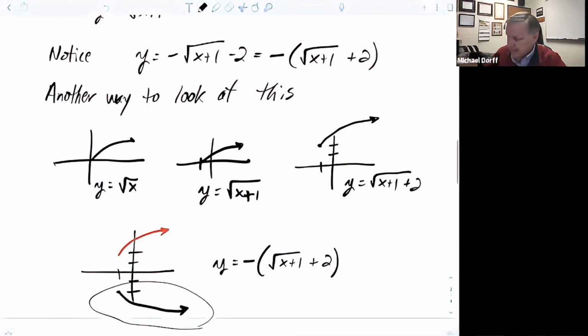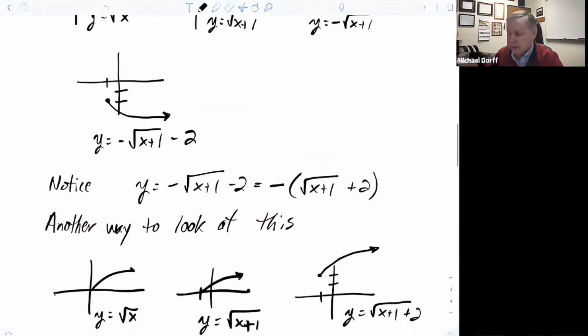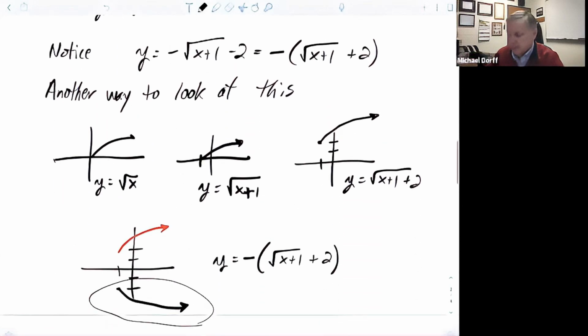And notice that that matches what we got in the previous one. So what's really important here is the order of how you do these things. You have to work from the inside and go out. All right, hope that helps.